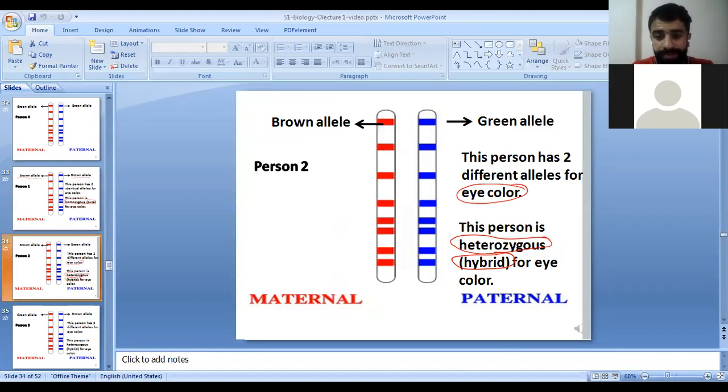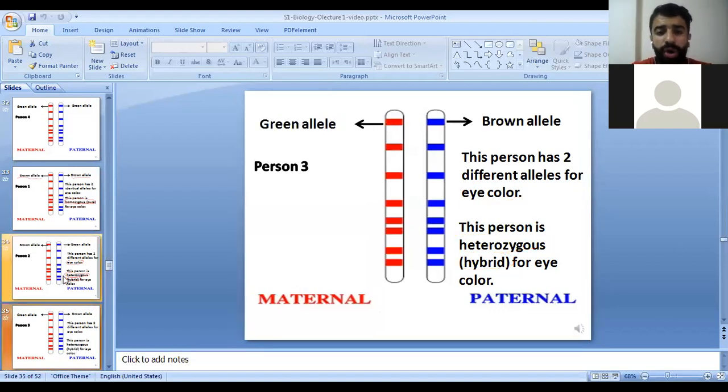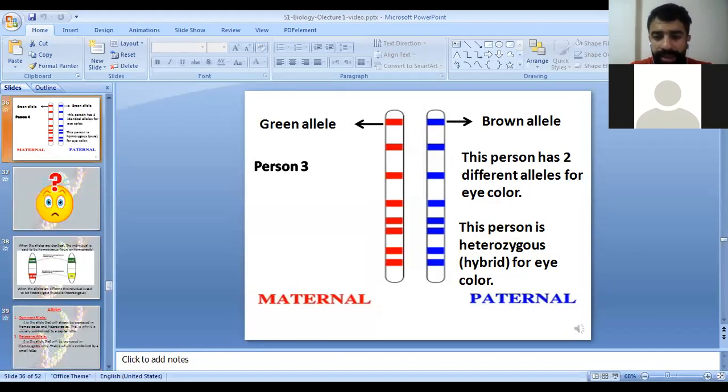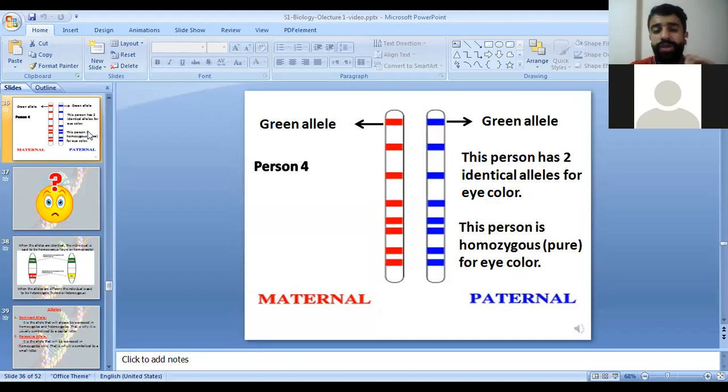So from now on, if they have the same alleles, they are called homozygous or pure. You have to know both terms, homozygous or pure. Or if they carry different alleles, they are said to be heterozygous or hybrid. So person 2 is hybrid. Person 3 also is hybrid, since green allele and brown allele, so heterozygous for the eye color. And the fourth person, person number 4, is homozygous since they carry 2 green alleles, the maternal and the paternal.